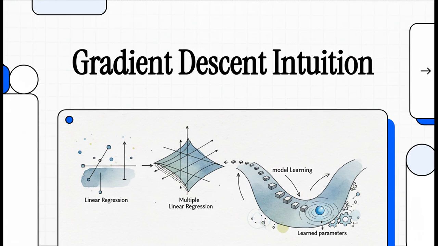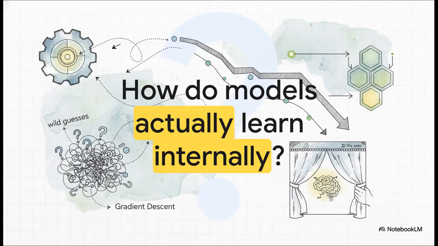In the previous videos, we learned linear regression and multiple linear regression and implemented them step by step. Now it's time to understand how models actually learn internally. We've seen these models make predictions, right? But have you ever wondered how they get better? How does a machine go from making pretty wild guesses to giving us really accurate results?